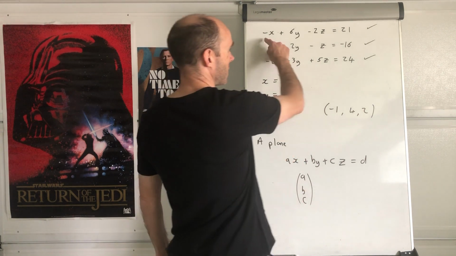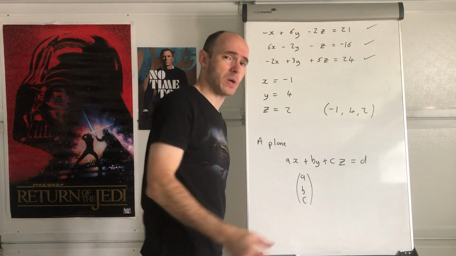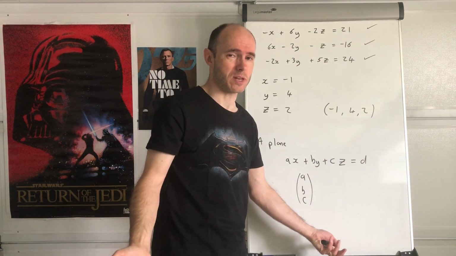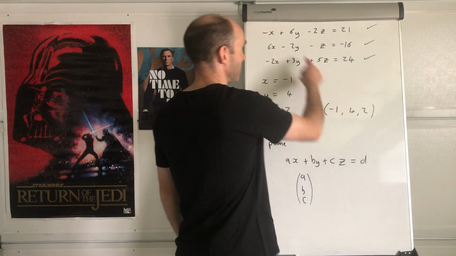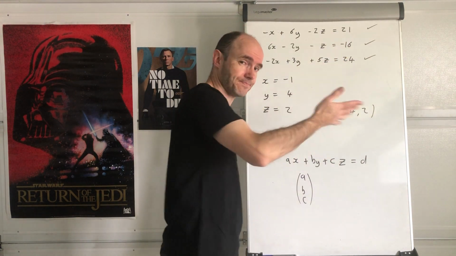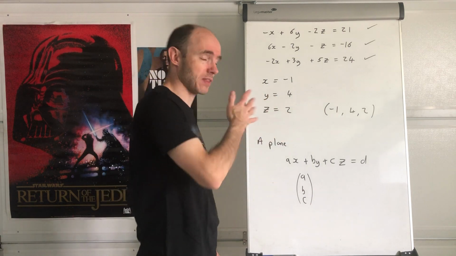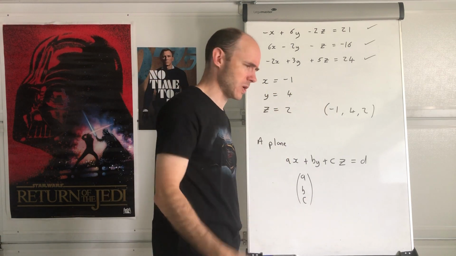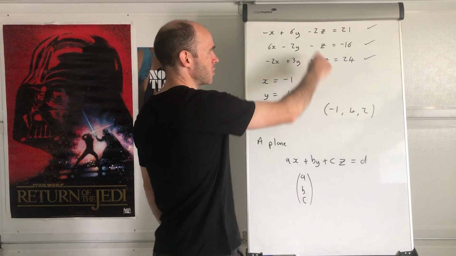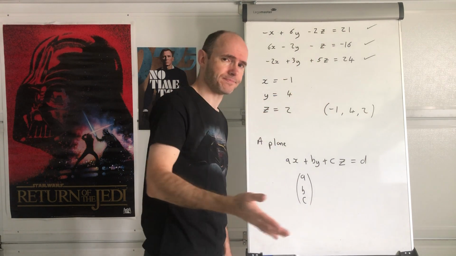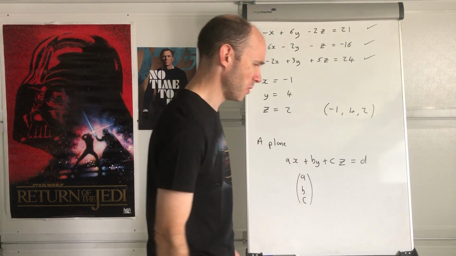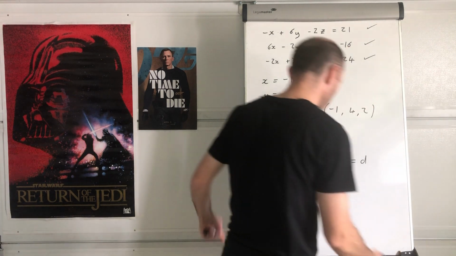So each one of these represents an equation of a plane, which makes sense. If you've got 3 different unknowns in an equation, they show you how the x, y, z relate to each other. That's an equation of a plane. And so what we've got is the intersection of 3 planes, and they're intersecting at one single point. Can you see how that might work?